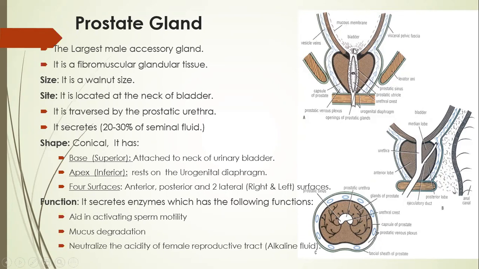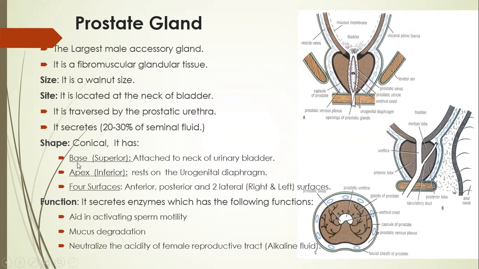Here is the bladder and it is opening into the urethra, and this is the prostatic urethra because it is passing through the prostate. Here is the bladder and this is the prostate. This is the side view. It secretes almost 20 to 30% of the seminal fluid. Even though this is the largest accessory gland, it secretes just 20 to 30% of the seminal fluid. The shape is almost conical, cone-like.